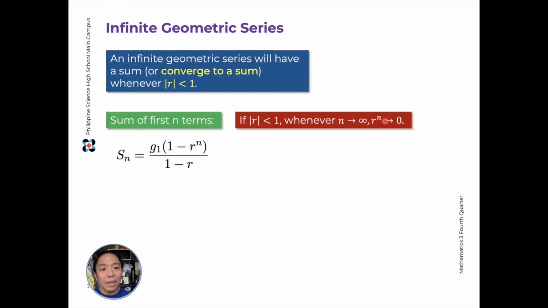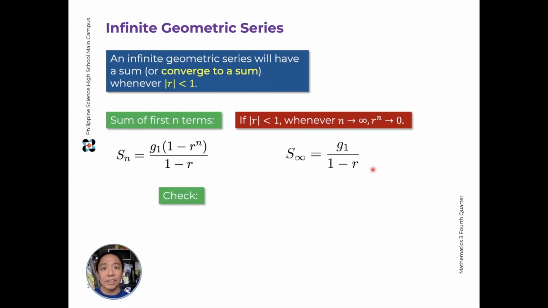r, which is less than 1, pag ni-raise mo ng ni-raise to higher and higher powers, yung value ni r raised to n, lalapit sa 0. And since infinity yung n, it's essentially saying that your last term, quote-unquote, is 0. Kasi dun at dun pupunta si r raised to n. And in that case, the sum of all the terms of your infinite geometric sequence is g1 times 1 minus 0, or g1 na lang, divided by 1 minus r. Ganun lang ka simple.